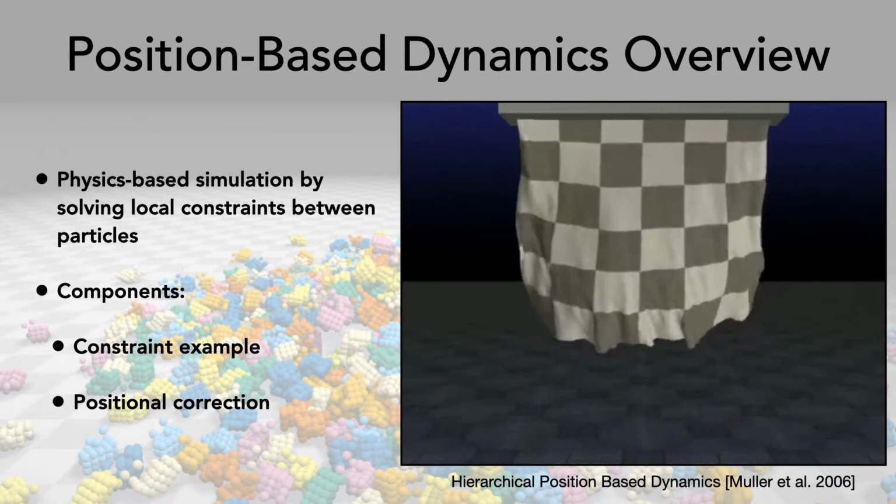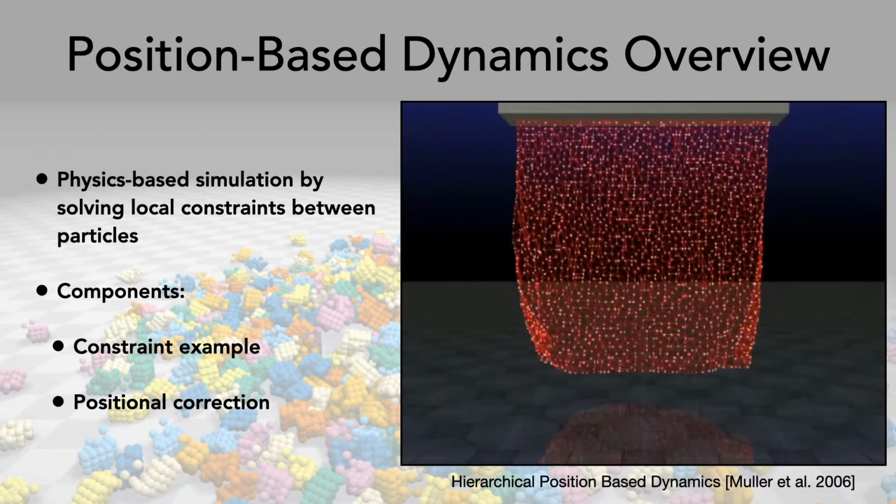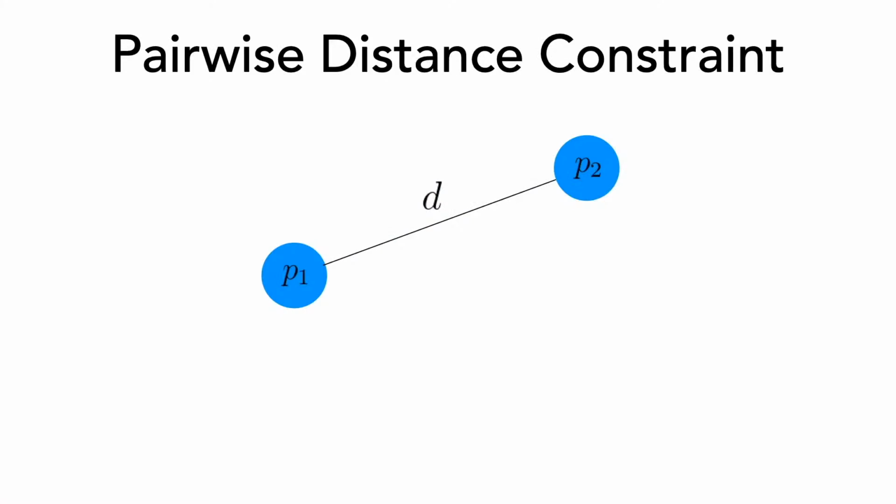We will now overview a constraint example. Here are two particles in positions P1 and P2 that are constrained to be separated by a distance d. During each simulation time step, we want to maintain this distance between them. PBD models this as a distance constraint. The distance between P1 and P2 should be equal to d. The constraint equation C is equal to 0 when it is satisfied.